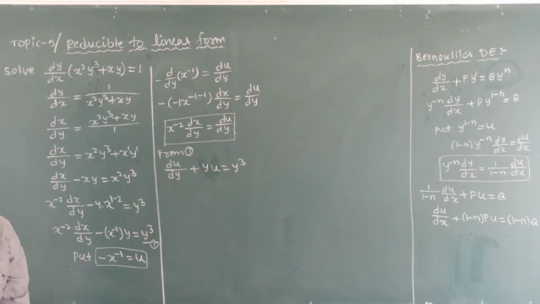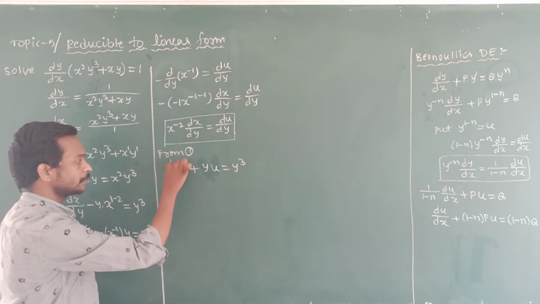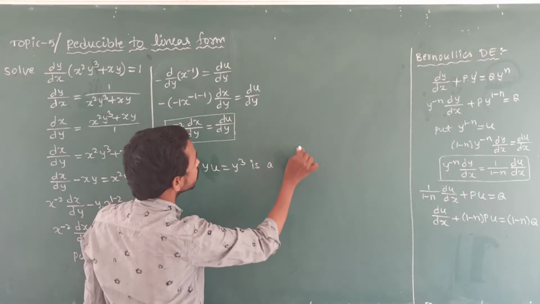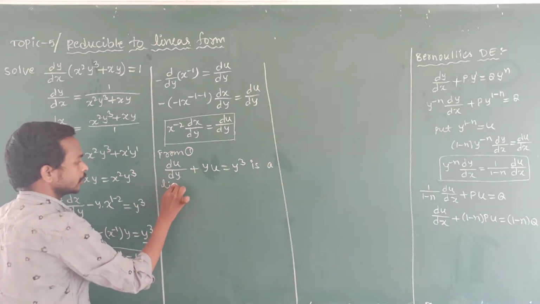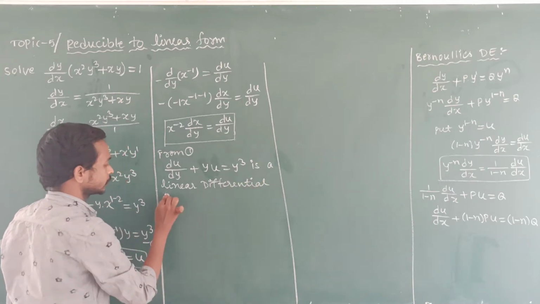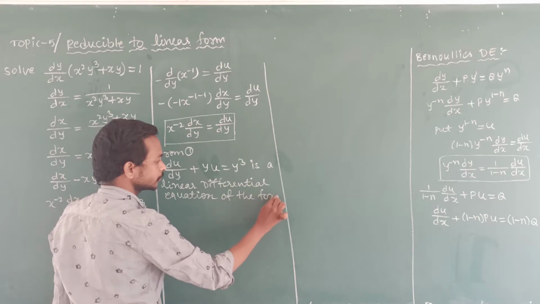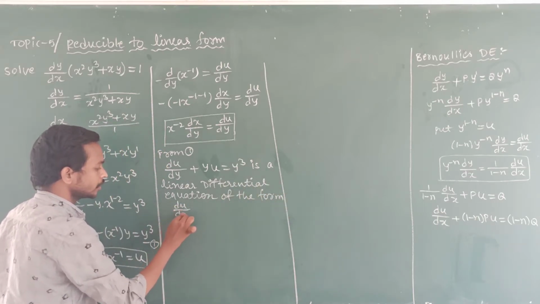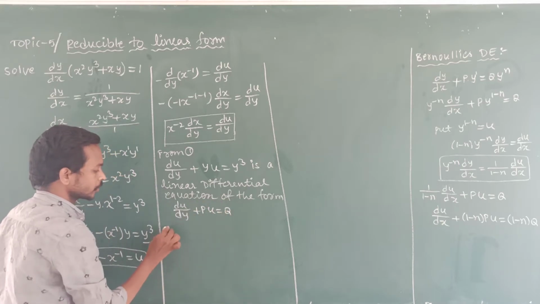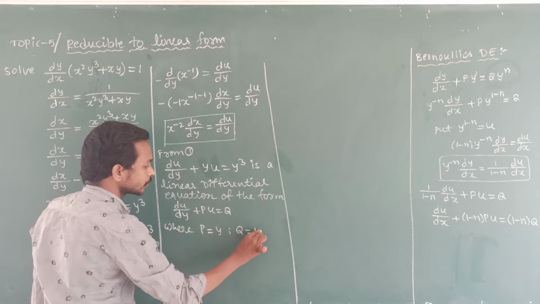So it is in the form of a linear differential equation of the form dy by dx plus p into y is equal to q form. Okay, in place of y we have u and in place of x we have y. So it is a linear differential equation of the form du by dy plus p into u is equal to q, where p is equal to y and q is equal to y power of 3.